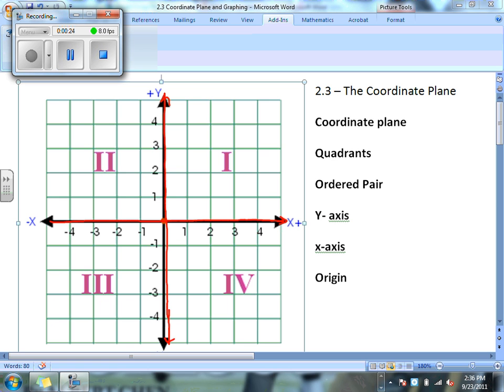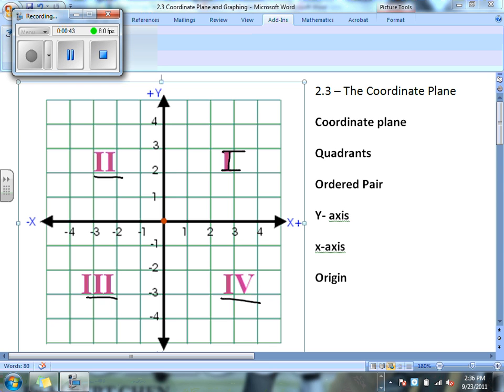Those two axes make quadrants. Quadrants, quad meaning four, so there are four quadrants. Starting at the upper right, it moves in counterclockwise order. It goes quadrant 1, quadrant 2, quadrant 3, and quadrant 4.